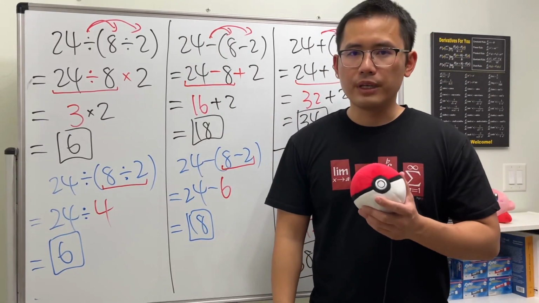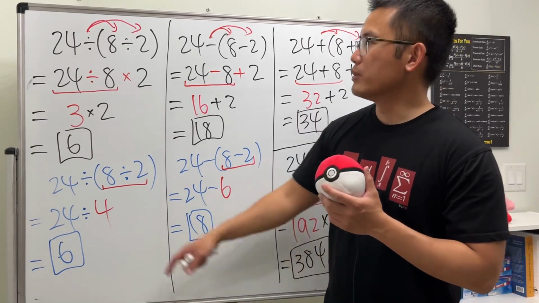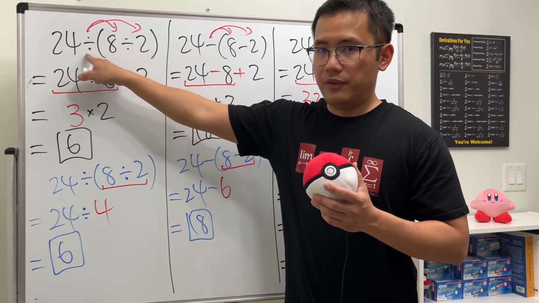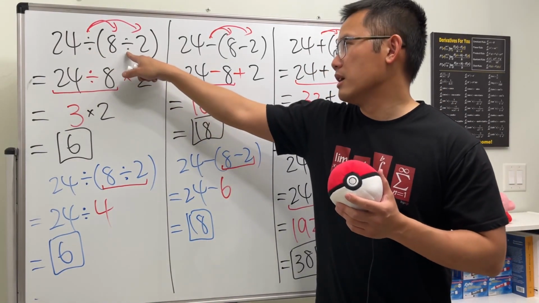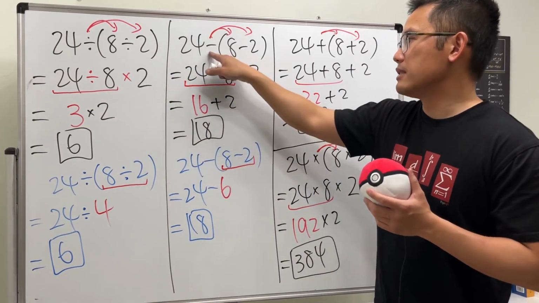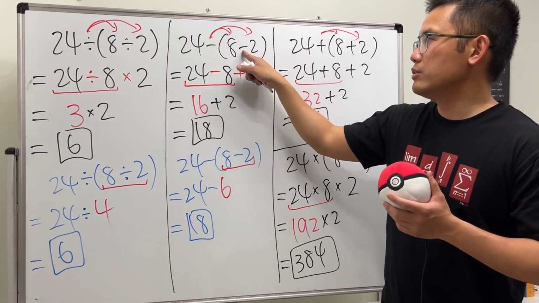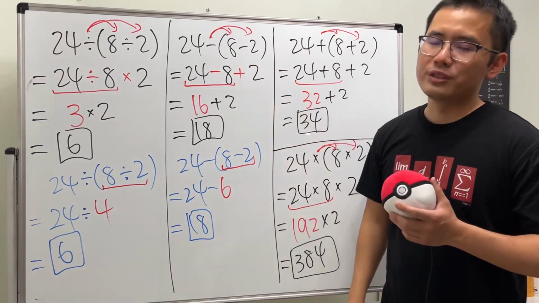I have a question for you guys though. What if we have different symbols, such as division here, but here it's a subtraction? Or maybe this is a subtraction, right? But if I change this to a multiplication, what do we do in those cases?